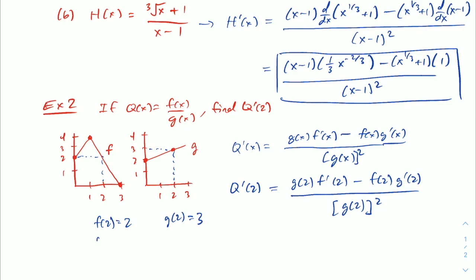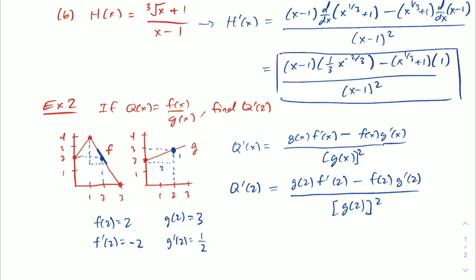That's just looking at the outputs of these functions at 2. And now we're going to compute the derivative at 2. So the derivative at 2 is the slope here. The slope here is down 2 over 1, so negative 2. And g prime of 2, the derivative of g at 2, is the slope here. And you can see it goes up 1 when you go over 2. So that's going to be 1/2.